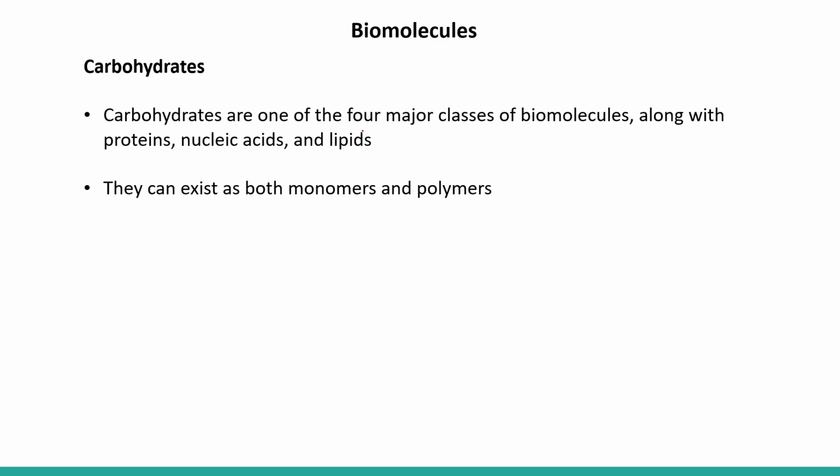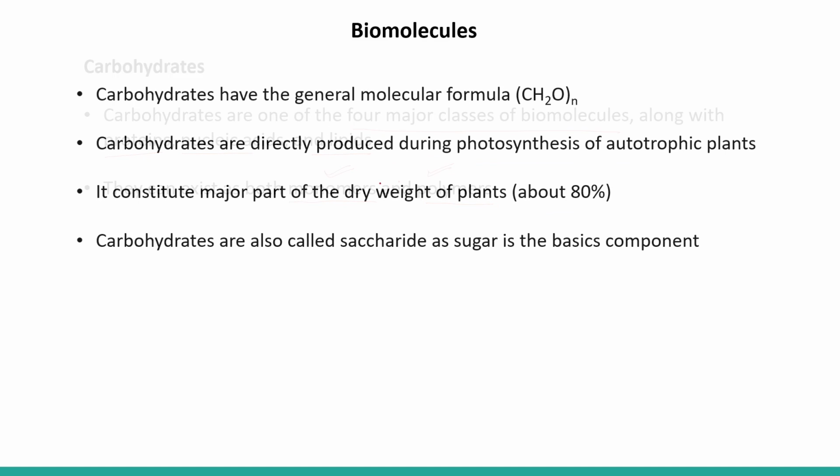Carbohydrates are one of the four major classes of biomolecules, along with proteins, nucleic acids and lipids. These are the four main biomolecules. They exist as both monomers and polymers. So carbohydrates exist in the form of monomer and also in the form of polymer.